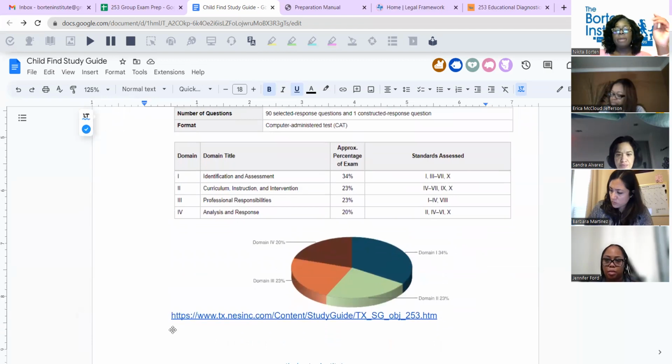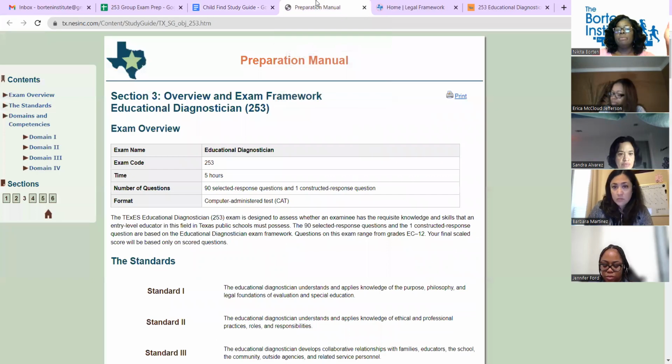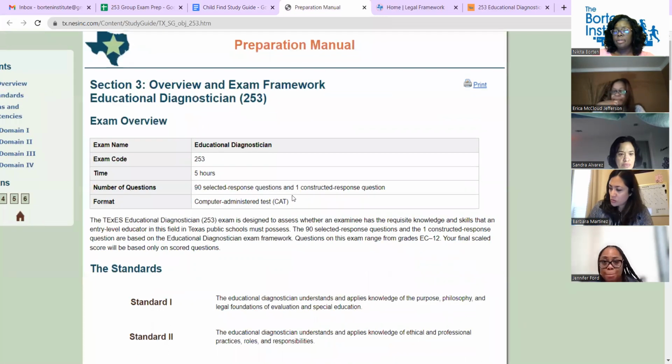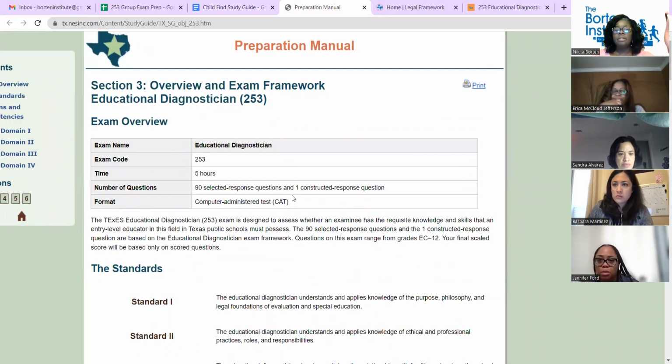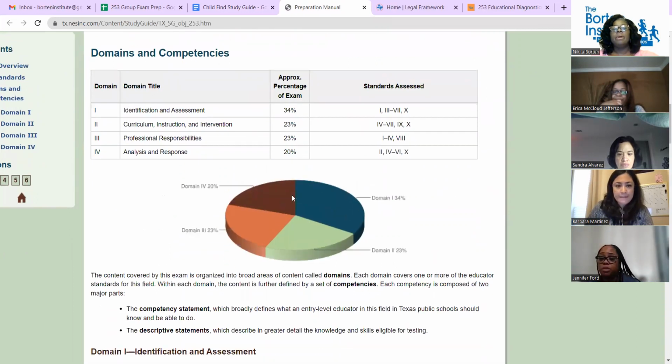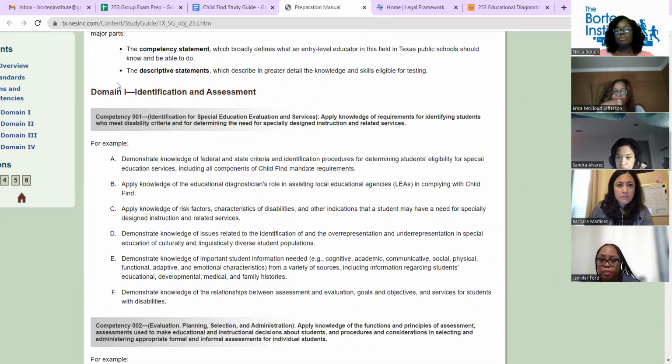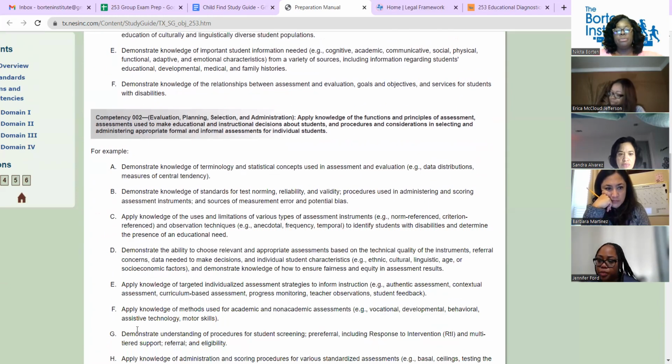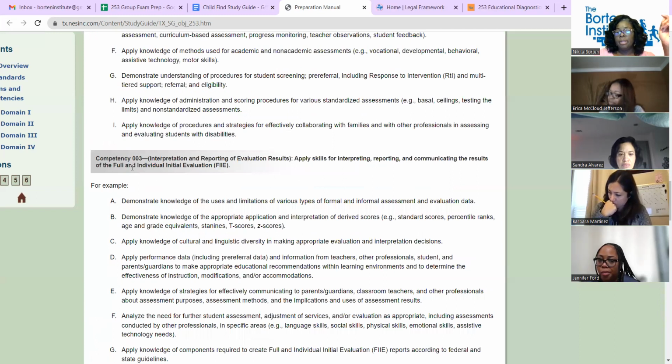Here's a link that I gave you so you can click on it and read more about the framework of the examination, and it takes you here. Do you see the green screen? Can you see it on your end? Okay, great. So when you're thinking about what is in domain 1, it's right here. Domain 1 is about identification. That's what we're talking about today. Domain 1 also hits assessment, a huge part of your exam. Domain 1 is competency 1, competency 2, and competency 3.